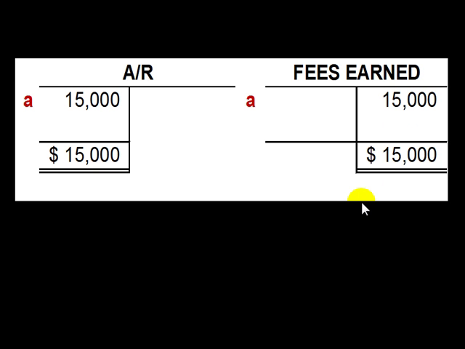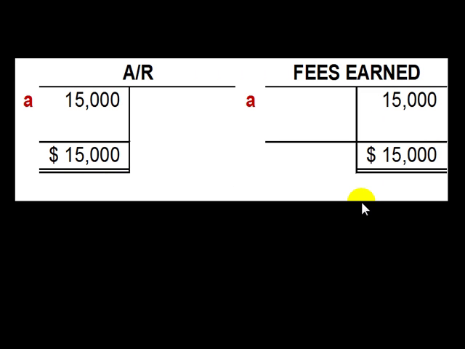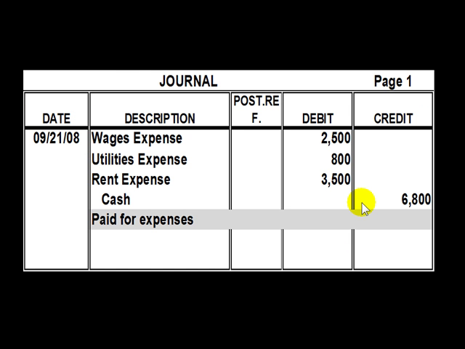This is what it would look like in a T account. Debit accounts receivable, credit fees earned. Here's the journal. Here's the T account. And I really think when you're learning early on, when you do all the little problems that I've assigned, make your T account. Just get a piece of scratch paper and draw your T accounts, because it's the best way to learn.